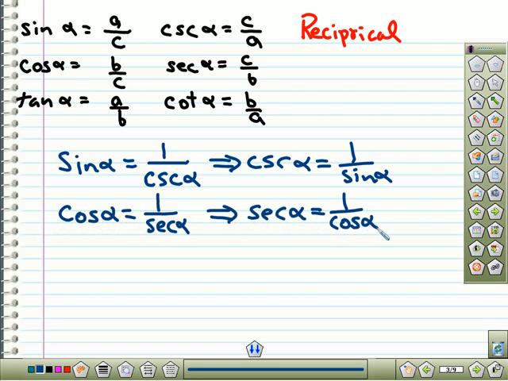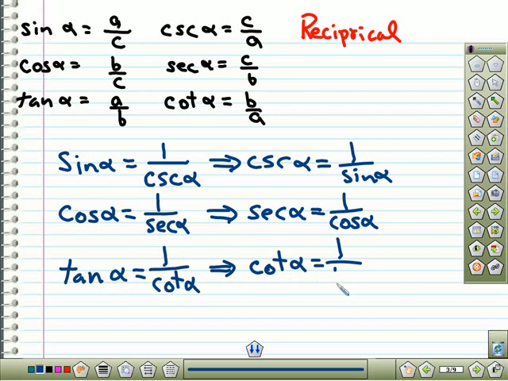All right. Any questions? Now finally, we have tangent alpha is equal to 1 over cotangent alpha, which implies that cotangent alpha is 1 over tangent alpha. Okay. Any questions about that? So look, here's what we've got. We've got the 6 trig functions defined. Immediately from that definition, we note these reciprocal identities.